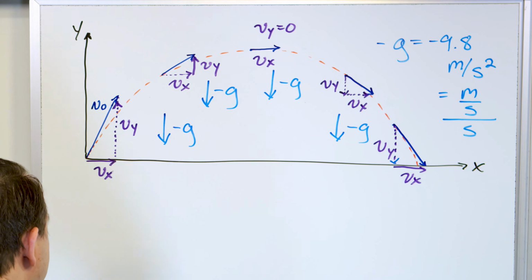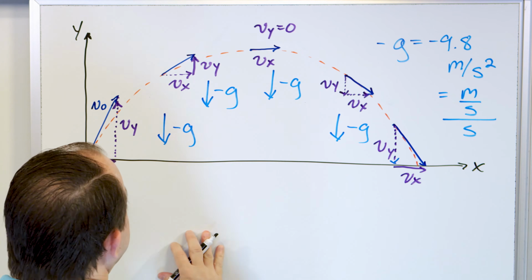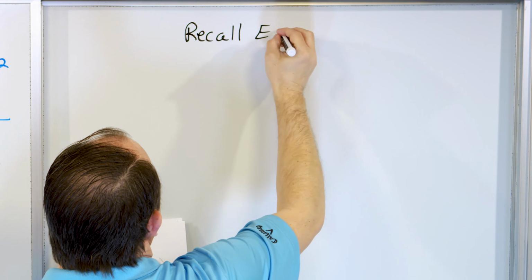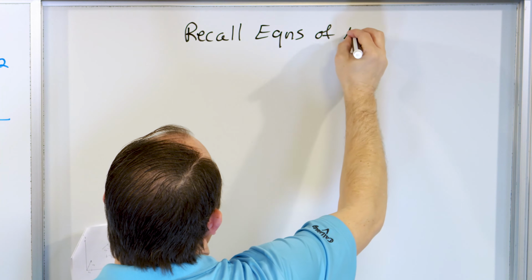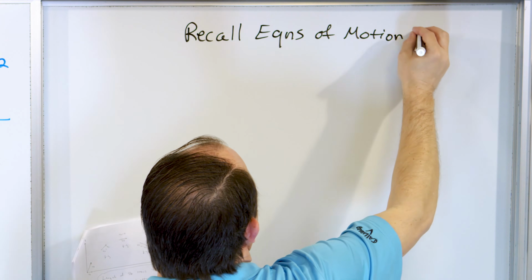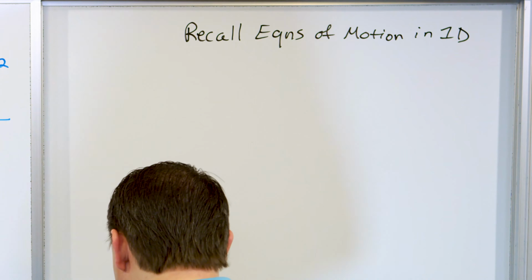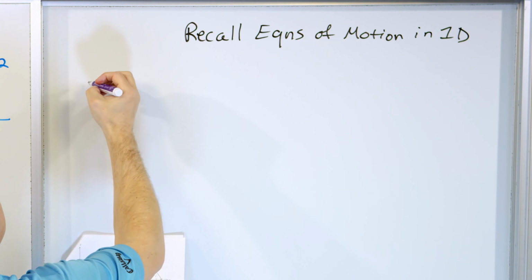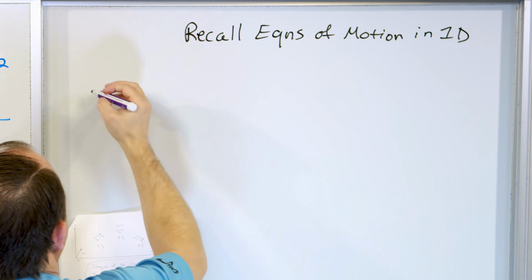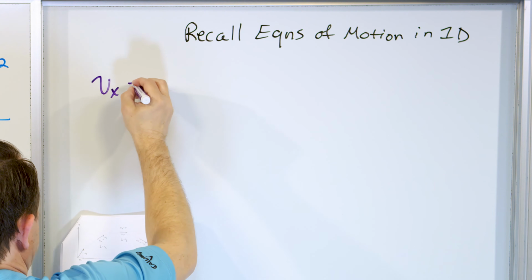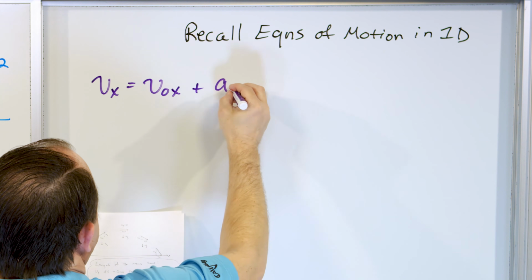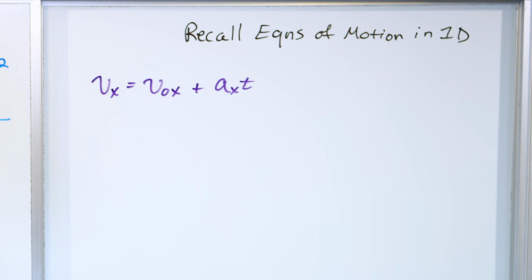All right. Now, I want you to recall, I think I'm going to do this on the next board, the equations of motion in one dimension, right? Now, depending on your book, they may be written slightly different ways, but the way I write them is like this. In one dimension, let's just say we're talking about motion along the x direction. We had v sub x is v sub naught, initial velocity in the x direction, plus the acceleration in the x direction times time. That was equation number 1.